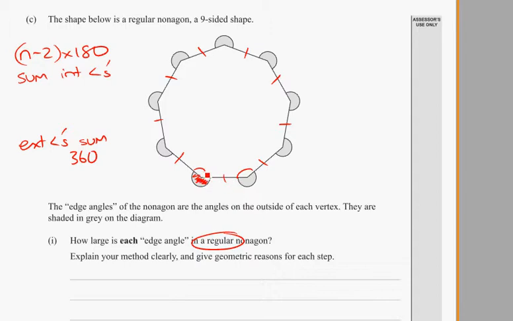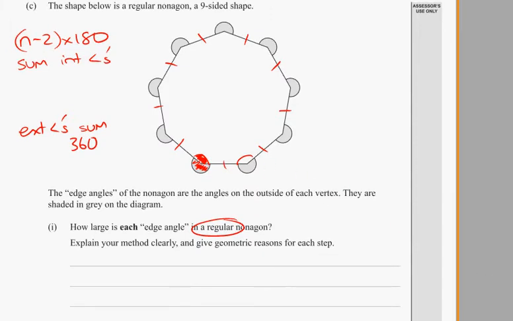Now I don't know how to find an edge angle, but I can find one interior angle of a regular nonagon, so we'll just put some working in for that. We call that one x and we can call that y. So to find y, we'd have to go 9 minus 2 times 180. There are 9 sides. N equals 9 in that formula. So that would give me the sum of all the interior angles.